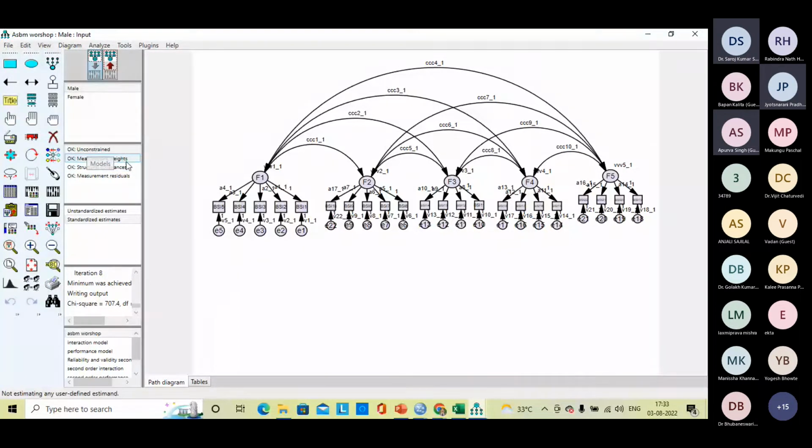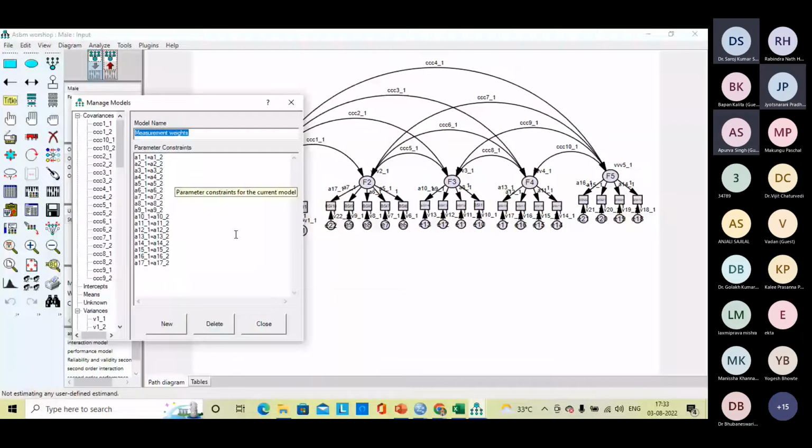So click on measurement weights. Look at here. Click on measurement weights. All of you are clicking. Such values are coming. Look at here. A1_1 is equal to A1_2. A1_2_1 is equal to not A1. I'm sorry.